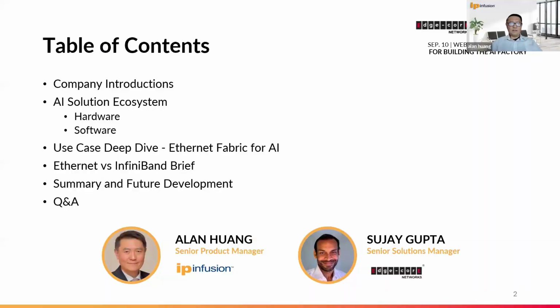And so here is the agenda for the webinar. After brief company introductions, we will first look at the AI solution ecosystem. Following that, we'll provide you with practical network design and config examples learned from active projects based on our AI networking solution. We will then look back at the history of Ethernet versus InfiniBand and look forward at future development, including Ultra Ethernet transport support. So without further ado, let's get started.